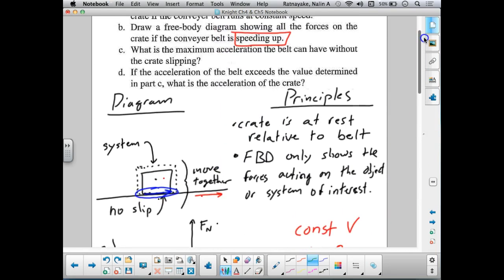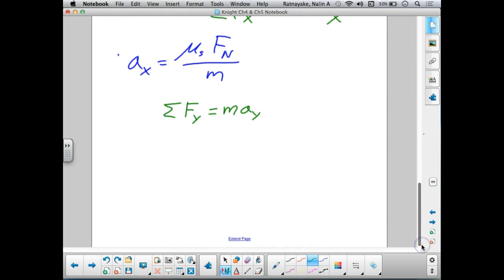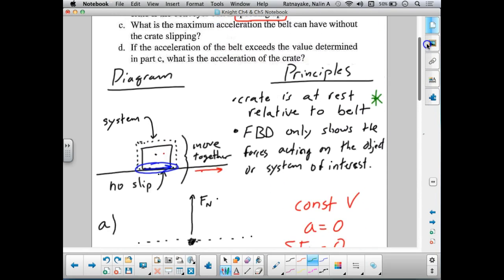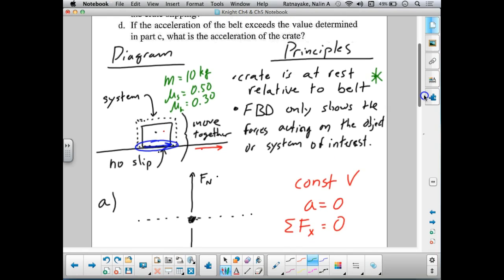We wrote that down up in our knowns, up at the top. We wrote that in our principles, that the crate is at rest relative to the belt, which means the sum of forces in either direction should be zero. So if I do that, then I realize that the normal force must be equal to the opposite of the weight of the object. What is the weight of the object? It is mass times g. I have the mass of the object, 10 kilograms. I actually forgot to write it on my diagram. 10 kg. We were also given static friction at 0.50, and the kinetic friction coefficient is 0.30.